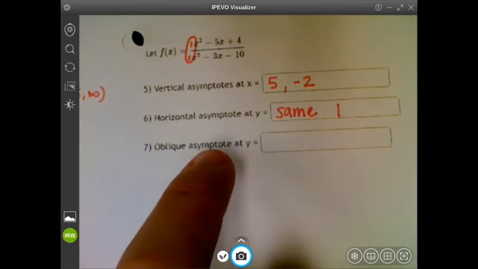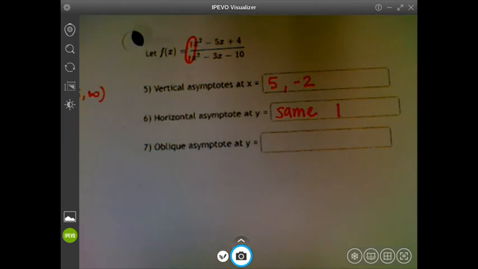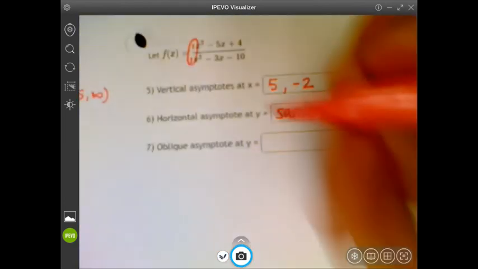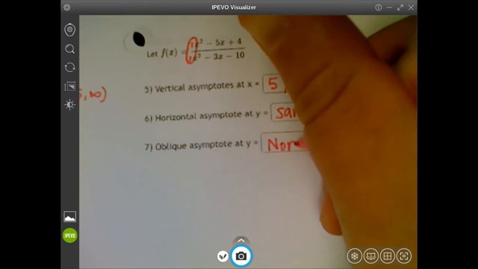Oblique asymptotes happen when the power in the top is 1 more than the bottom. So that means that this is not happening. There is none there.